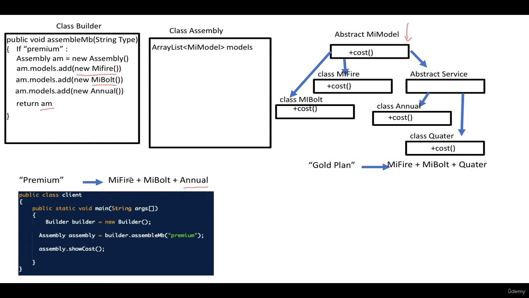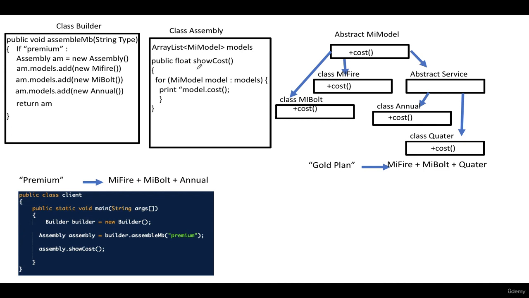So let's see the client code also. Assume this is my client code, and a client will first create the instance of this Builder class. So builder is the instance of this Builder class, and it simply calls this method, that is assembleMB, and here it passes premium. So this is my premium, and here we create the instance of the Assembly class and correspondingly add all those instances that are required for the premium purchase plan, and at the end we call the showCost method. This is my showCost method.